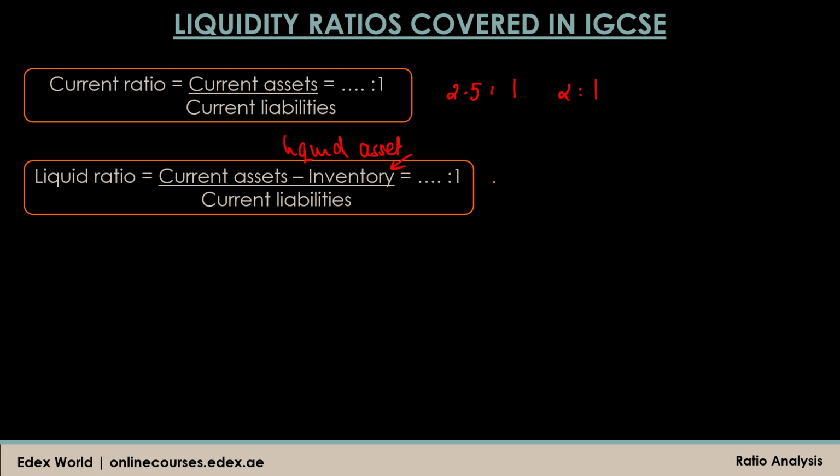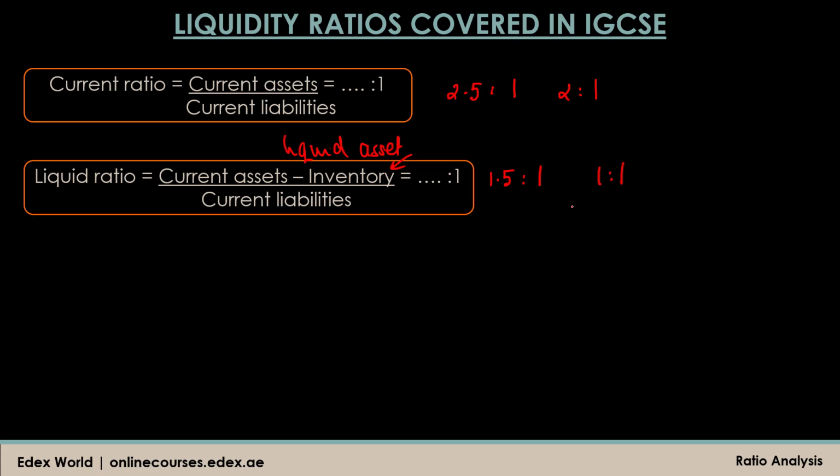The expression is still the same. Let's say we get the number as 1.5. So we'll write it as 1.5:1. The ideal ratio for this liquid ratio is 1:1. It means any business should have at least liquid assets equal to its current liabilities. If not more, at least it should not be less, because this ratio tells us whether in the very short term the business will be able to pay its current liabilities or not.